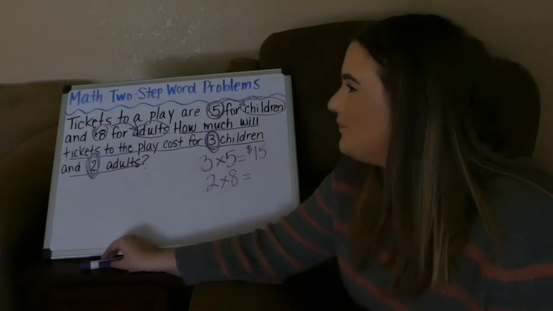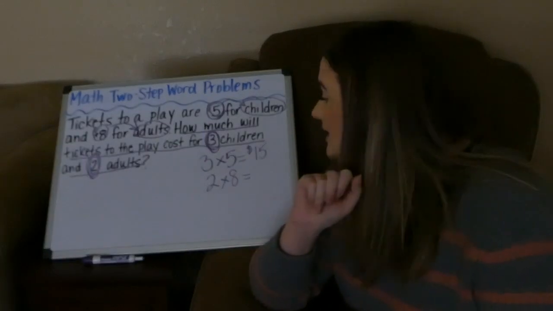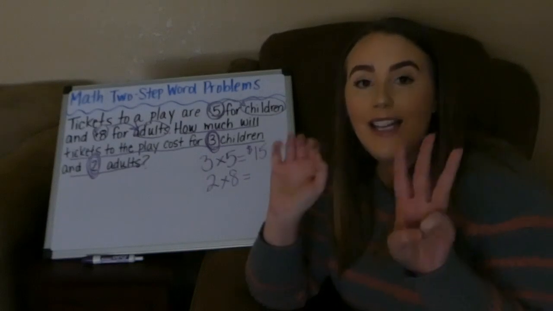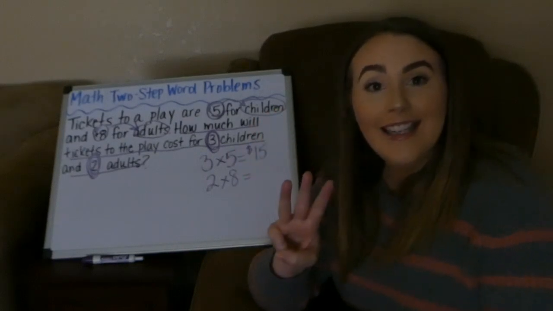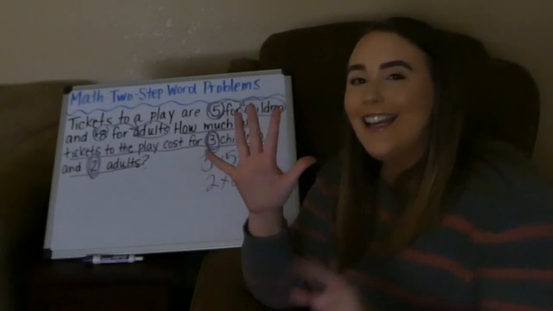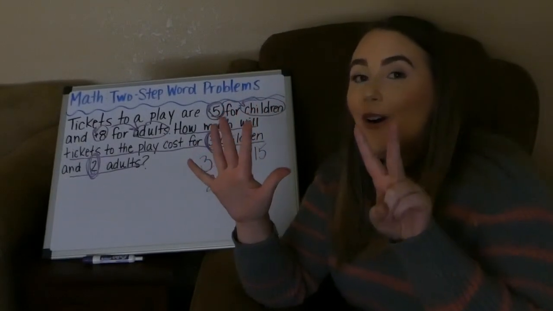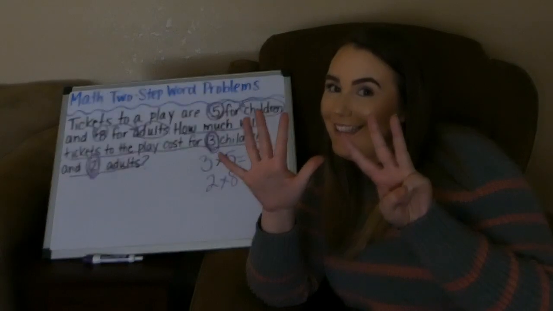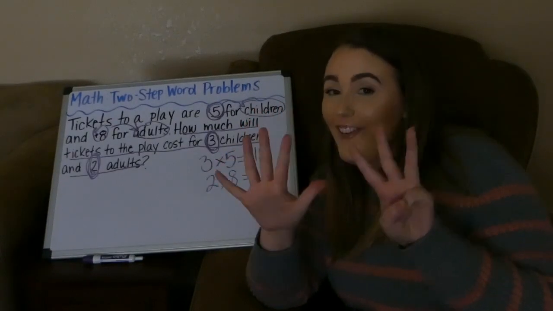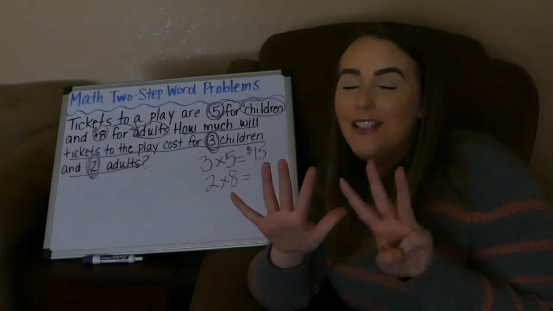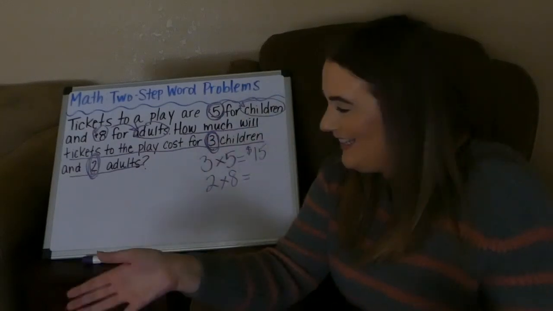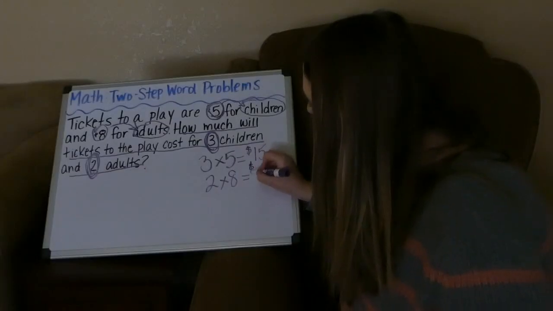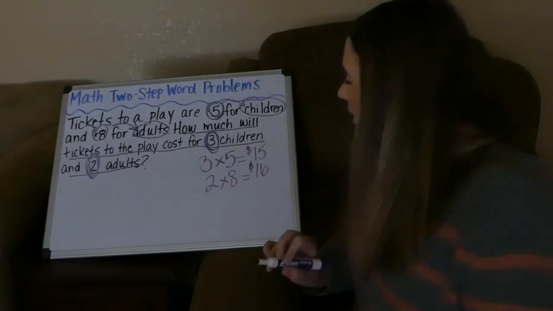I'm going to use my fingers, I'm going to use my 2 song, and I'm going to stop when I have 8 fingers held up. So 2, 4, 6, 8, 10, 12, 14, 16. Okay, so I have 8 fingers held up, counted by 2s, and that tells me that 2 times 8 is 16. So, tickets for the adults were $16.